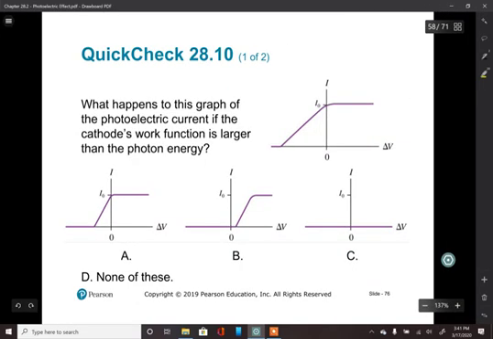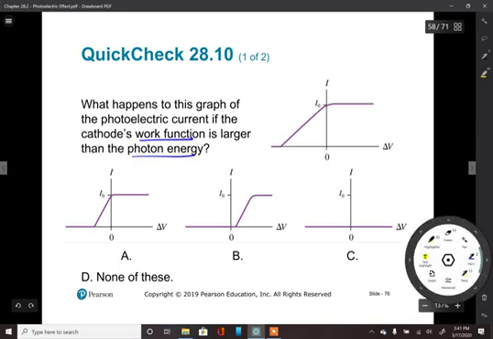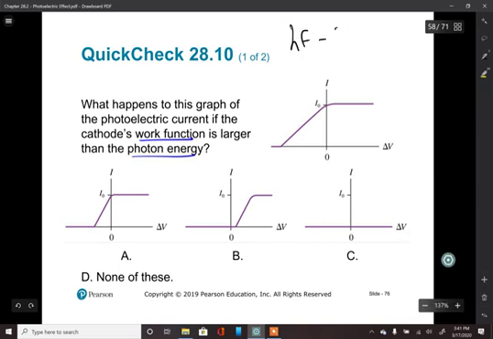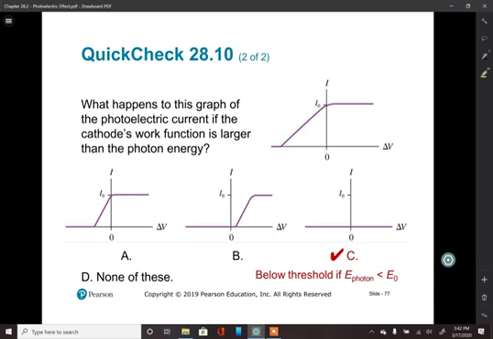All right, so back to this stopping potential one. Here, the work function is bigger than the photon energy. Mathematically, that's saying hf minus phi is less than 0. So what does that tell us about the energy left in the electrons? Well, there can't be any kinetic energy. If there's no kinetic energy, there's no current, and that's C. We didn't give any of the electrons enough energy to actually escape the metal.